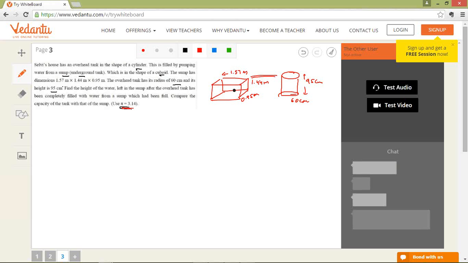Now the question is, the water is being shifted from the sump to the cylinder, and the cylinder is full and some water in the sump is still left. So we have to find what height of the water is still left in the sump. If you read out the last sentence, find the height of the water left in the sump. That means there is extra water in the sump more than the volume of the cylinder, left in the sump after the overhead tank has been completely filled with water from the sump which had been full. So this will be the picture. There is some water left in the sump, and we have to find what height of water is left in the sump after the volume of water is transferred.